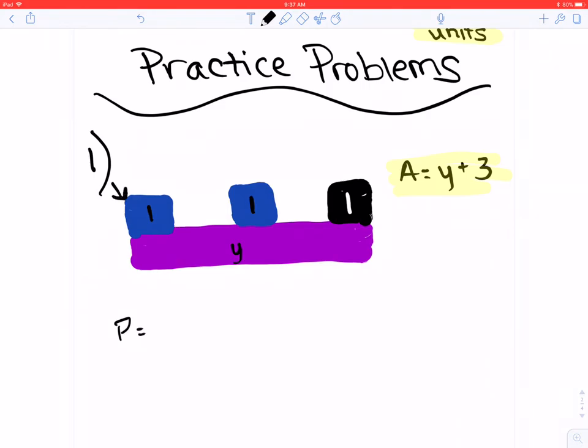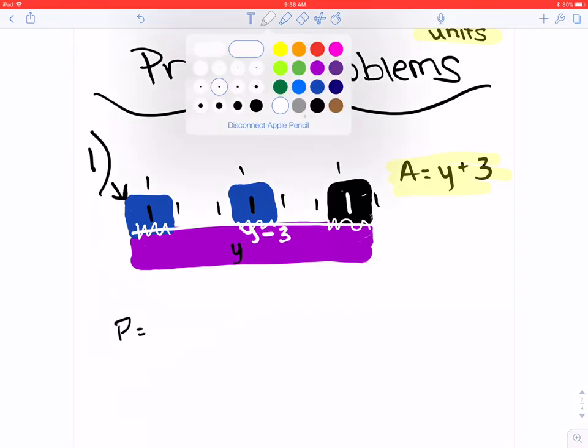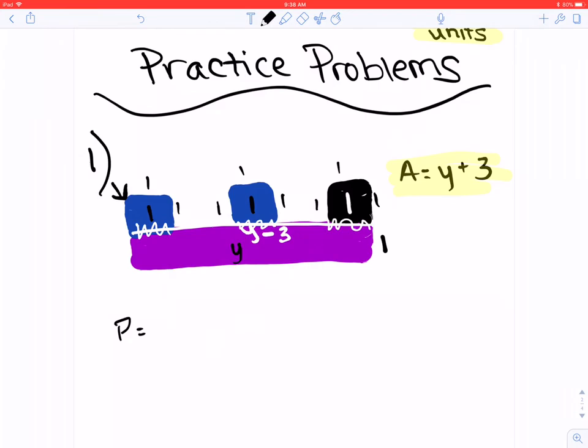I need to start at the top left corner. I have a unit tile here. 1, 1. I'm going to skip the side of my y for a second and go around: 1, 1, 1, 1, 1, 1. Now this part right here, this is y. That side is y. But 3 units are being taken away from that y. So we really have y minus 3. Going back around the outside, we have a unit, a y, a unit, and a unit.